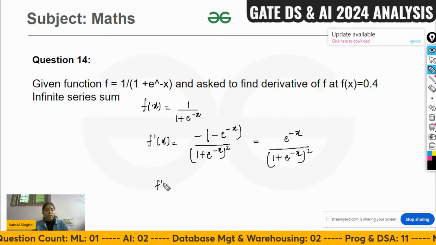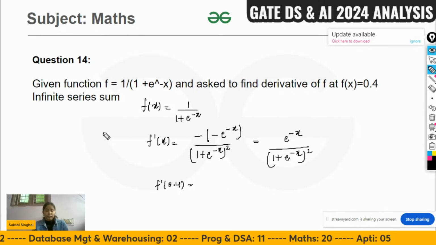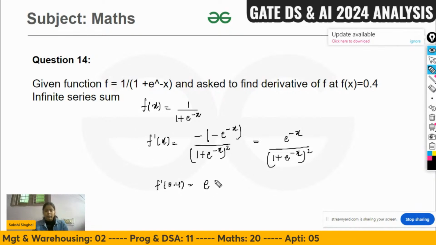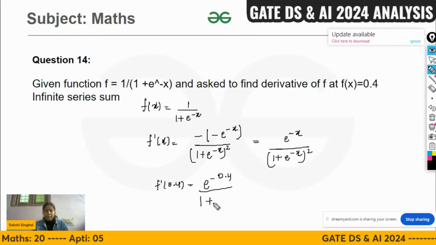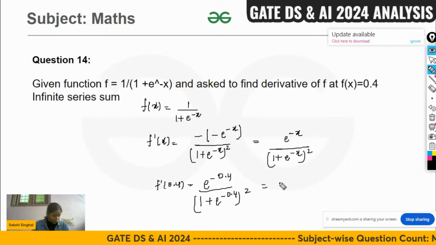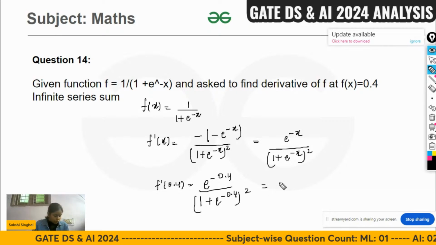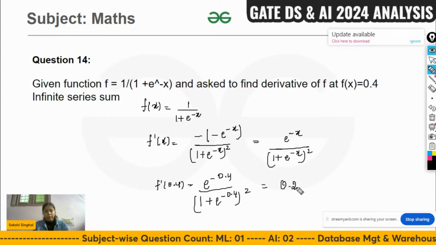Guys, I know that many of you have faced this problem when you have to put x equals 0.4 and put that in the calculator, right? Yeah, that is a little bit difficult because you have to put in the calculator e to the power minus 0.4. So this is the answer. Let me check what the calculation would be. Yeah, the calculation would be something like 0.24.